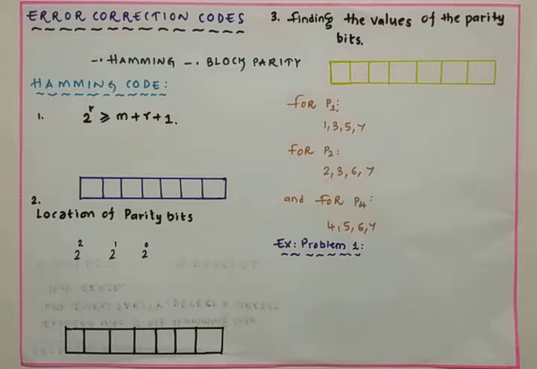There are two types of error correction codes. One is the Hamming code, another one is the block parity code. But anyway, in the syllabus we are not having the block parity code. Now we are going to discuss the Hamming code.